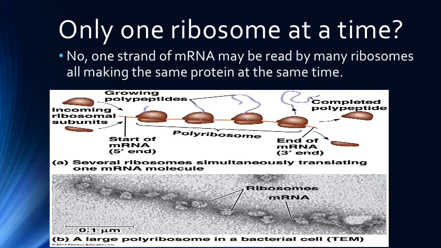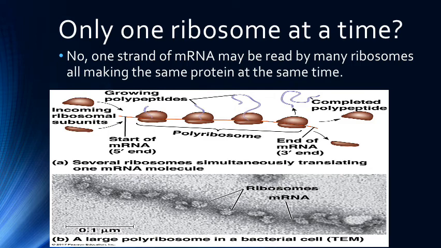Now, just as soon as you think you understand it, things get complicated, and you probably never realize that all this is happening all the time in your cells. But does this happen only one ribosome at a time? No. One strand of messenger RNA actually may be read by many ribosomes, all making the same protein at the same time. There may be a string of ribosomes forming a long tunnel for that messenger RNA, and after at least one ribosome, it'll go to the next ribosome.